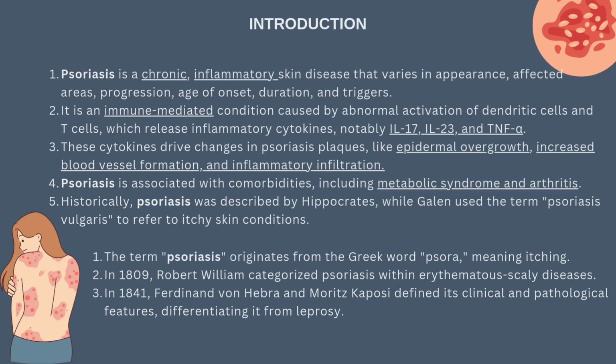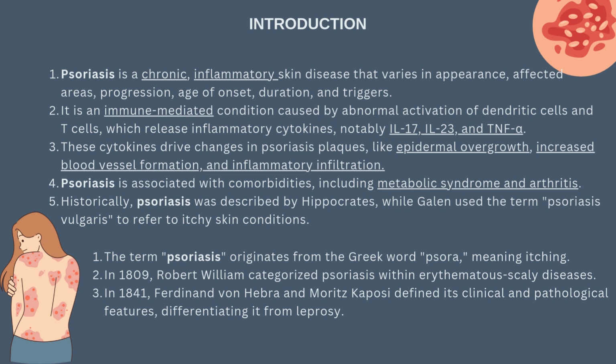Introduction: Psoriasis is a chronic, inflammatory skin disease that varies in appearance, affected areas, progression, age of onset, duration, and triggers. It is an immune-mediated condition caused by abnormal activation of dendritic cells and T cells, which release inflammatory cytokines, notably IL-17, IL-23, and TNF-alpha. These cytokines drive changes in psoriasis plaques, like epidermal overgrowth, increased blood vessel formation, and inflammatory infiltration.